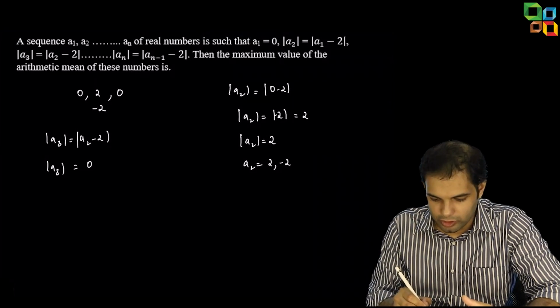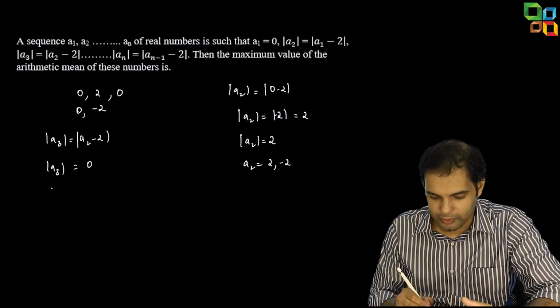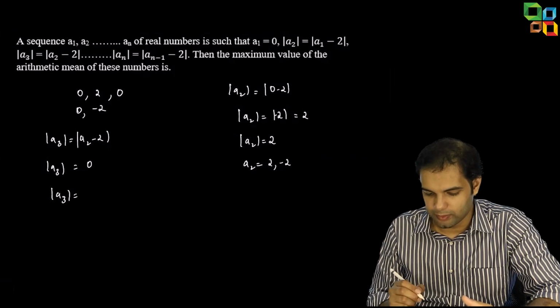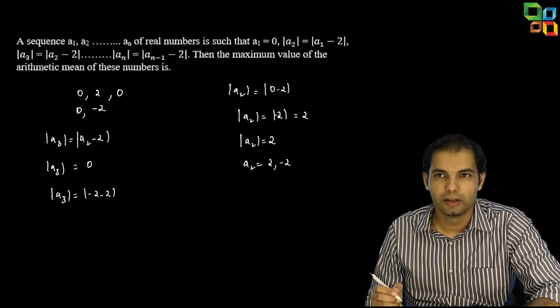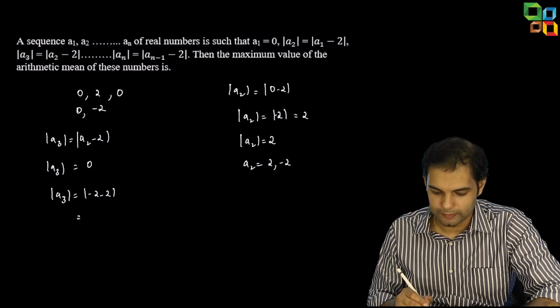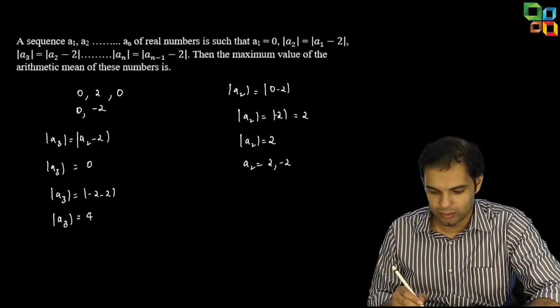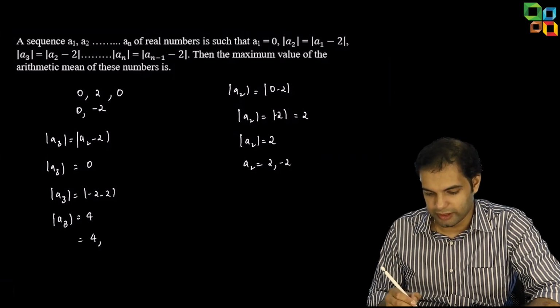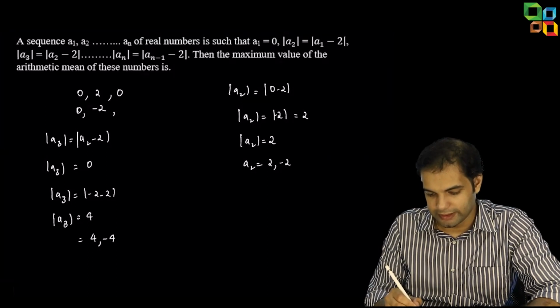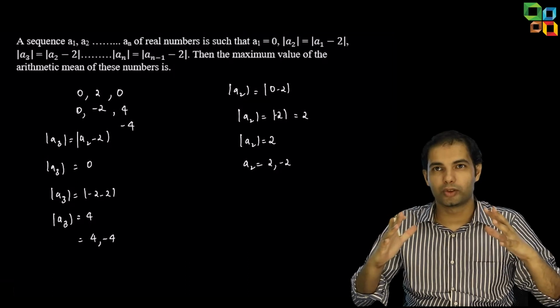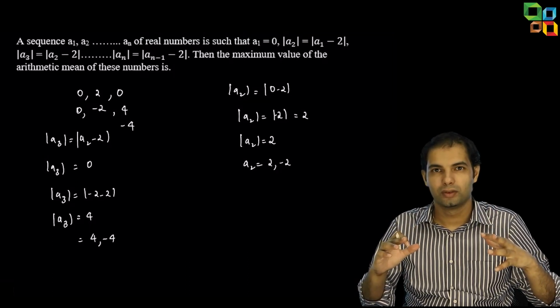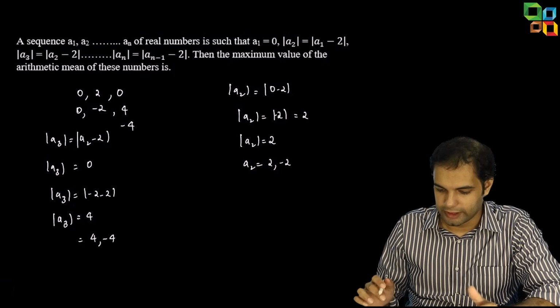Suppose instead A2 we have taken as plus 2, I'll take it as minus 2. If I take minus 2, then A2 minus 2 is minus 4, and the mod is 4, correct? So what is A3 equal to? Minus 4 or plus 4, two solutions again. So look at this. If I take minus 2, I can either get 4 or I can get minus 4. Fine? Agreed? I'm just trying to write down the solution, looking at the pattern. Okay, so let's continue.